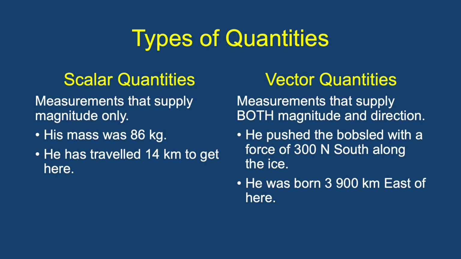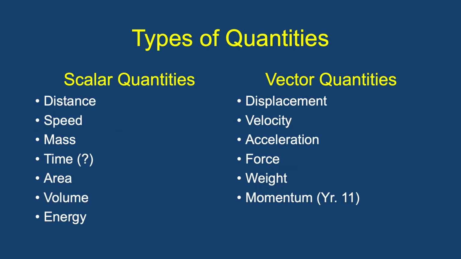When we think about vector quantities, an example is he pushed the bobsled with a force of 300 newtons south. He didn't push it north, he didn't push it west, he pushed it south. He was born 3,900 kilometres east of here. There's a magnitude, 3,900 kilometres. There's a direction, east.